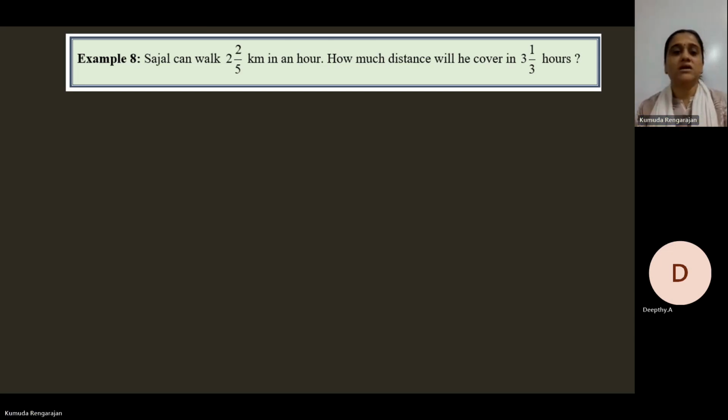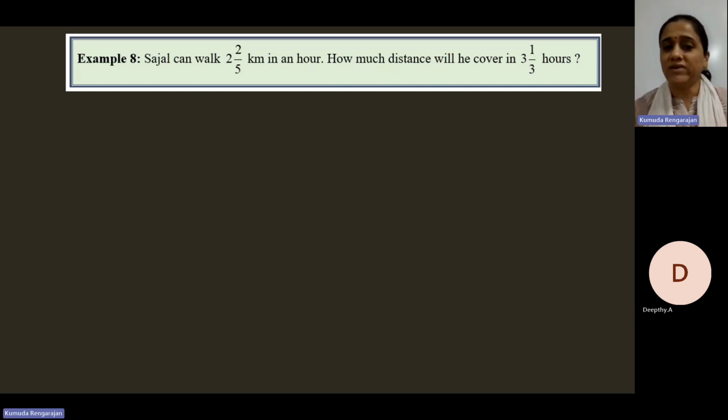Now see here, Sajal can walk 2/5 kilometers in an hour. So the distance covered by Sajal in 1 hour. See, you should know how to write the statements. Statements are important because you need to express yourself. You know something, but you're finding it difficult to express. So no point. You will have that knowledge, that information only with you. You cannot share it with your friend. So to be effective at communication, you need to know how to express yourself. That is why statements involved in word problems are very important.